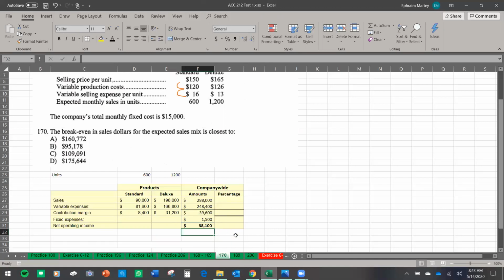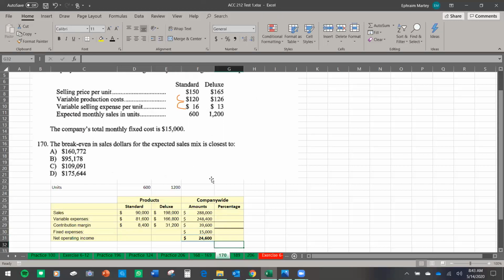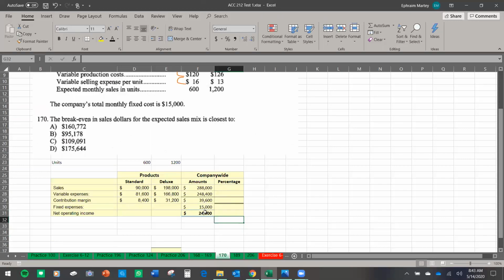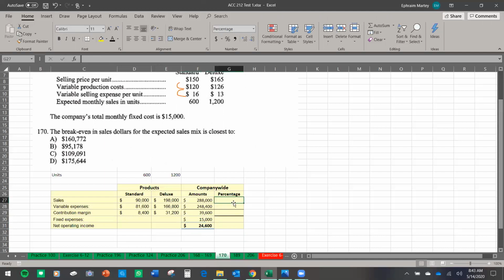This should be 15,000. Yep, 15,000. That looks very small. I realize there's something wrong. So 15,000. So net operating income, you can tell I'm getting tired, is 24,600 for the entire company. But we need to find the percentage.